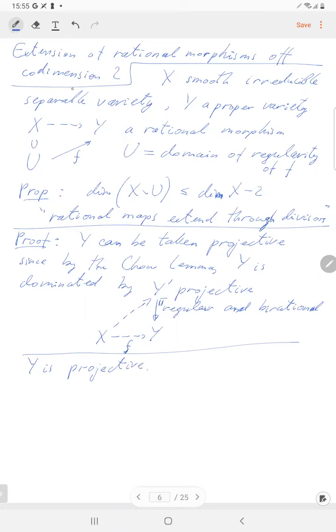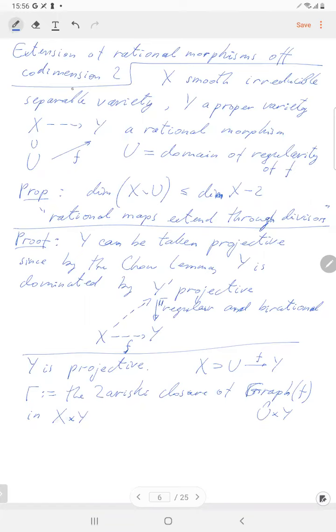Okay, and now we have this X containing U. This U goes to Y, and then take gamma, the Zariski closure of the graph of F in the product X times Y. So the graph of F lies in U times Y, and we take its closure in X times Y.